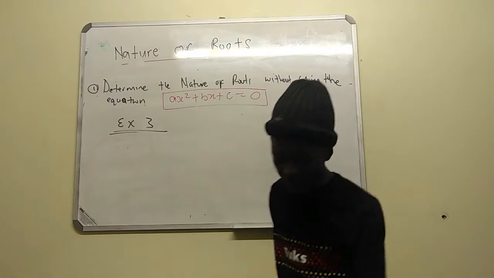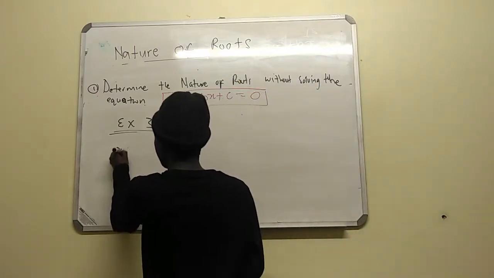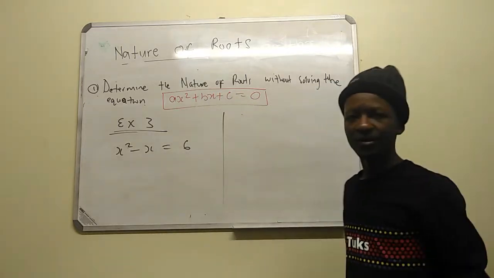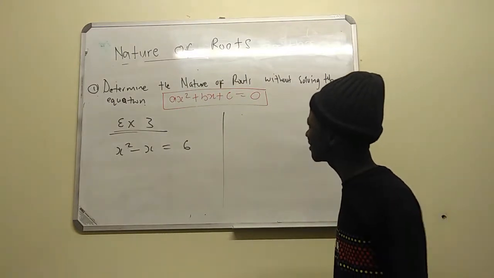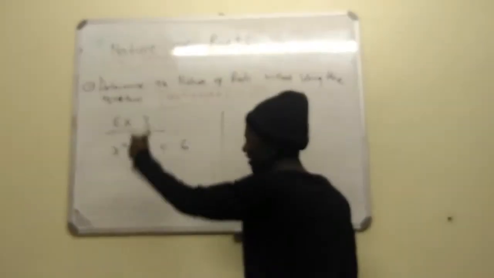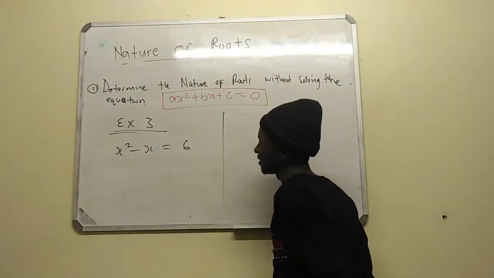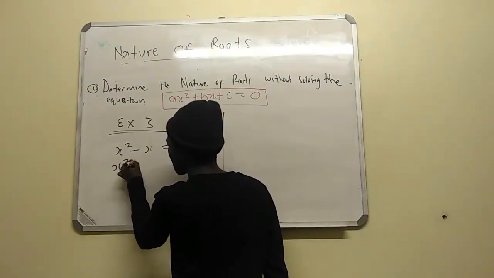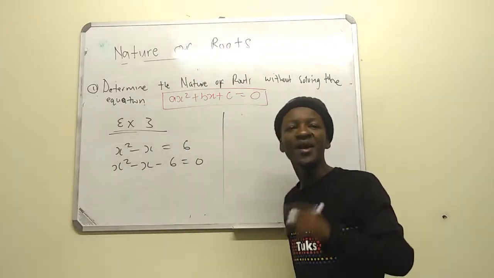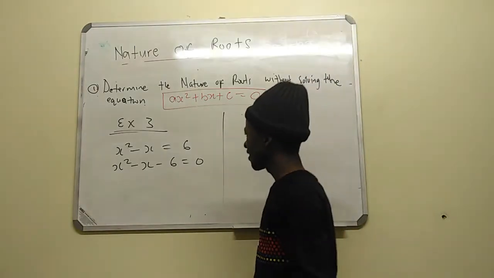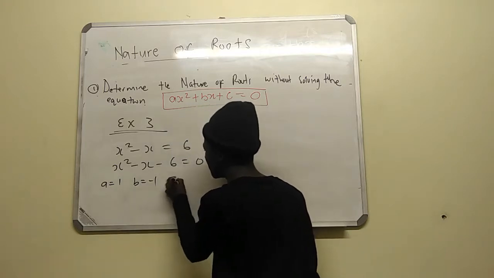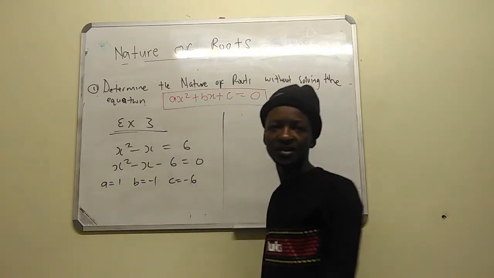So example number 3, we are discussing the nature of roots of x squared minus x is equal to 6. Am I saying ax squared plus bx plus c? No. I have to take everything to one side. This 6 must come to the other side. So I'm going to have x squared minus x minus 6 is equal to 0. Then this is in the form of ax squared plus bx plus c. What is the value of a? The value of a is 1. The value of b is minus 1. The value of c is minus 6.